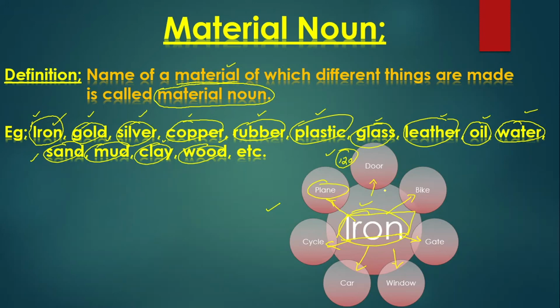And what is concrete noun? Which we can see and touch. In concrete noun, it is inanimate, which cannot grow, breathe and move. Now see, bike is not your material. Bike is the noun which is made by which material? Iron. So iron is your material noun. These are your materials, material nouns by which you are making the different things. Clear? So that is known as the material noun.